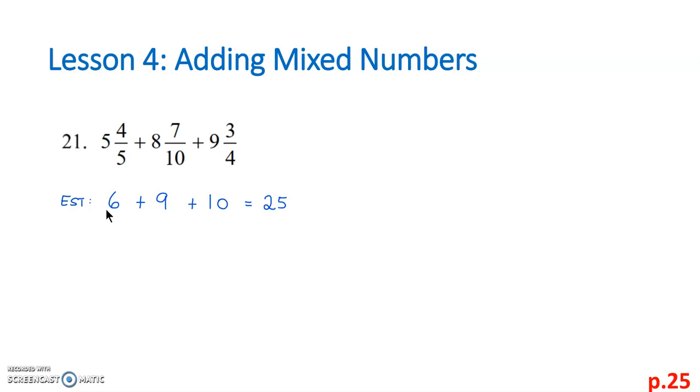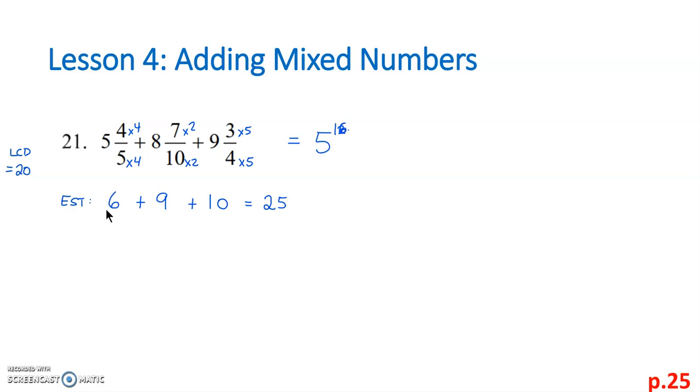For our actual, we're going to be adding our whole numbers and adding our fractions, but these fractions are not like fractions. So we're going to find the lowest common denominator of 5, 10, and 4. If we count up by tens, we're going to hit that lowest common denominator quickly. 10 and then 20, and both 4 and 5 make 20. So our lowest common denominator here is 20. So I'm going to multiply 5 times 4 and the numerator times 4, 10 times 2 and the numerator times 2, and 4 times 5 and the numerator times 5. And I rewrite everything.